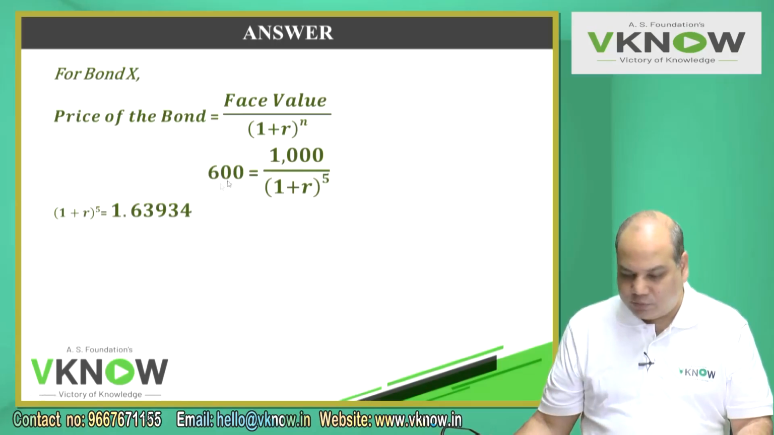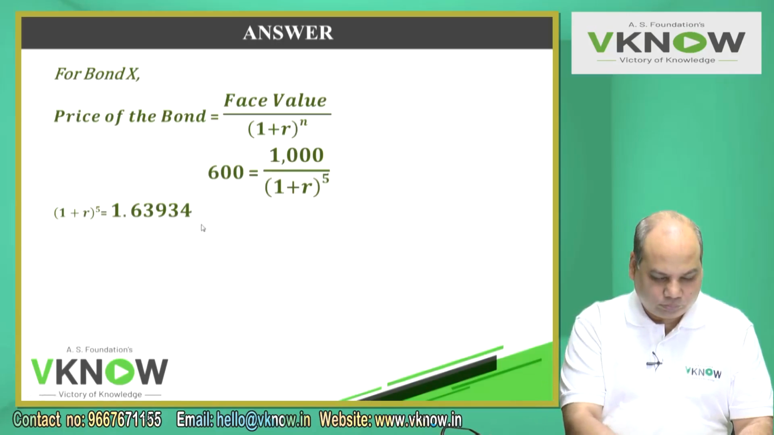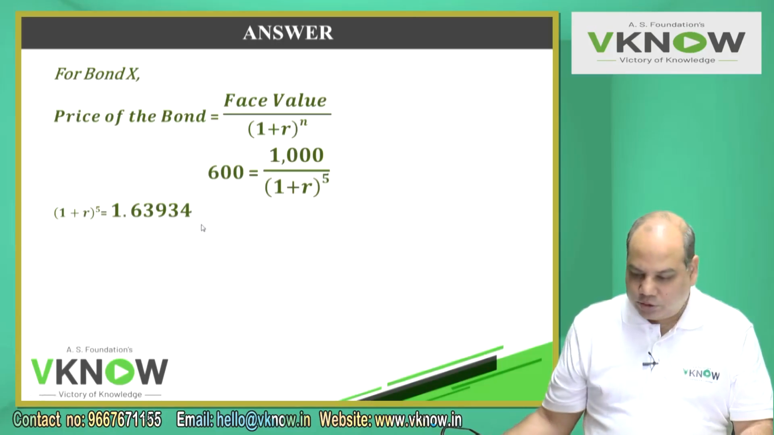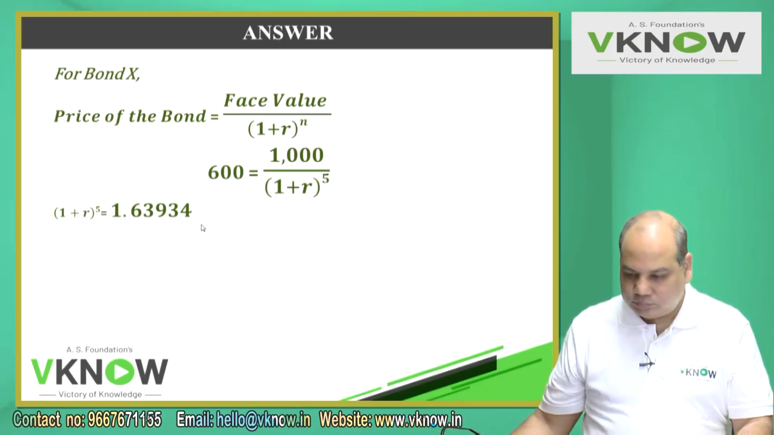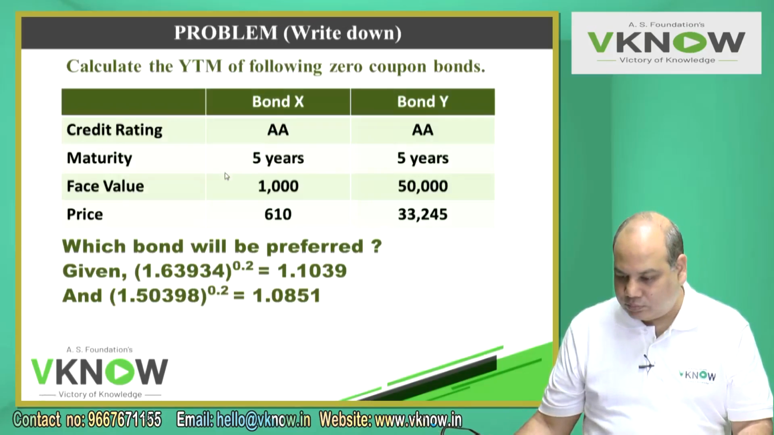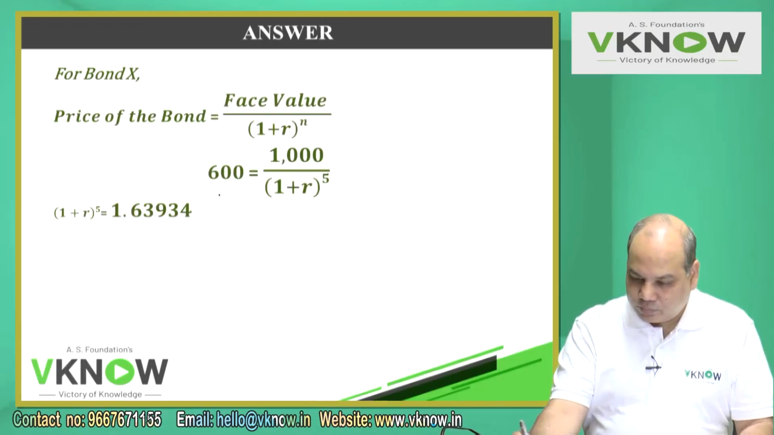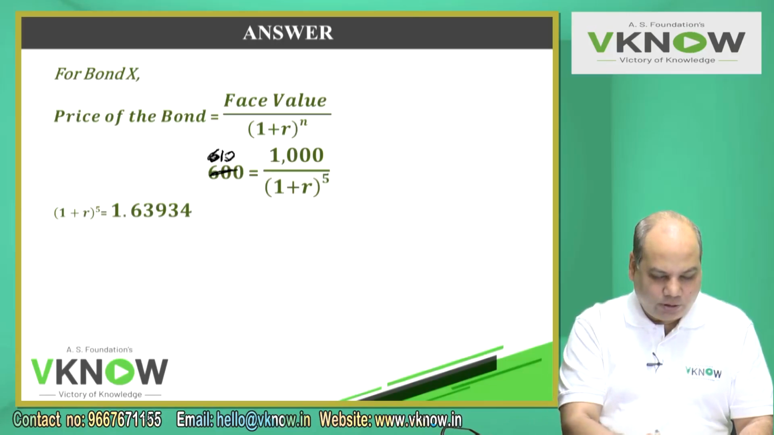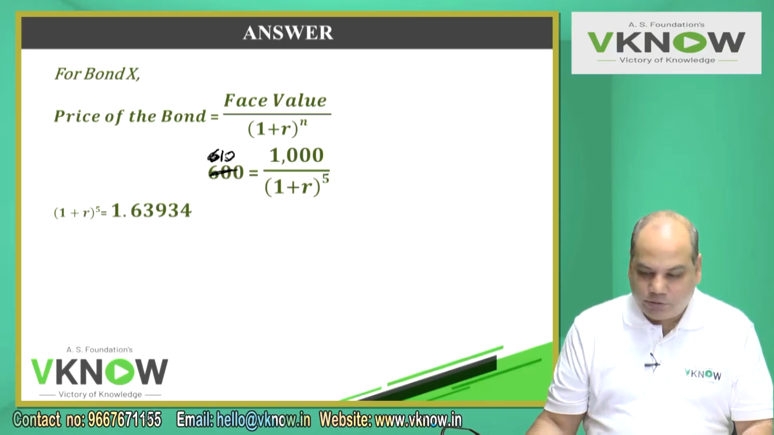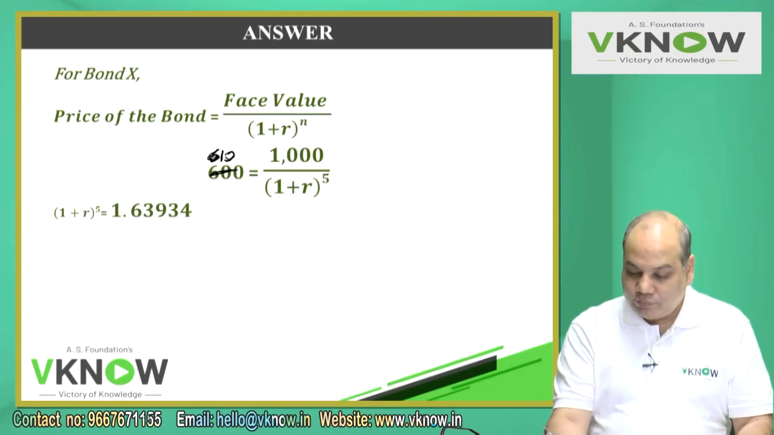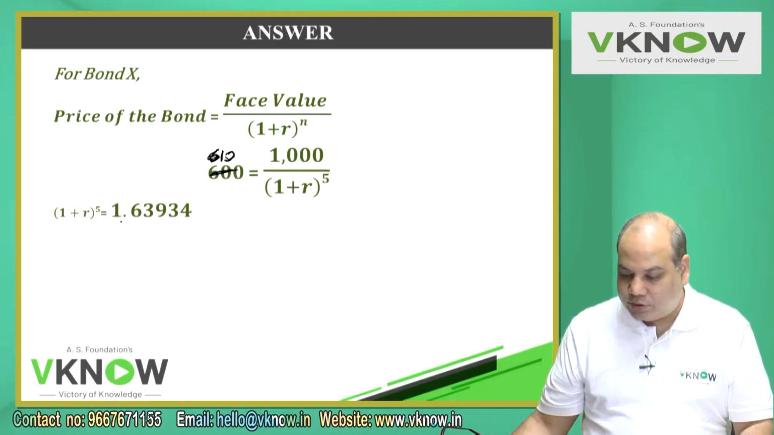So this 1000 divided by 600 is equal to 1 point, I think you are getting 6666. Oh sorry, it is 610. This number is 610. Make it 610. Now check. 1000 divided by 610. Is it 1.63934? Now I have to find the fifth root of this number.